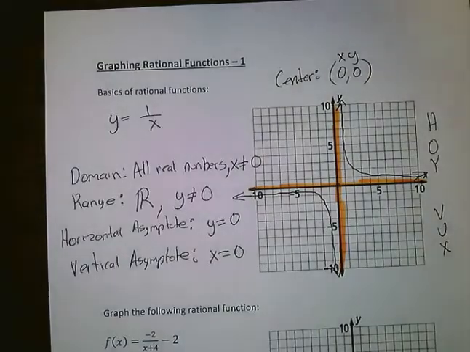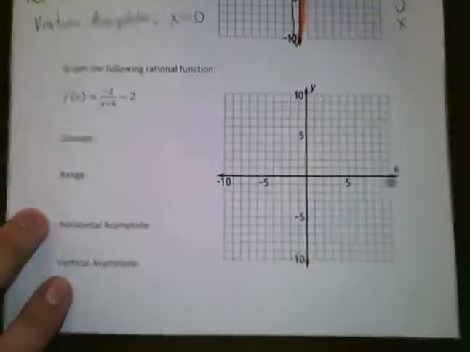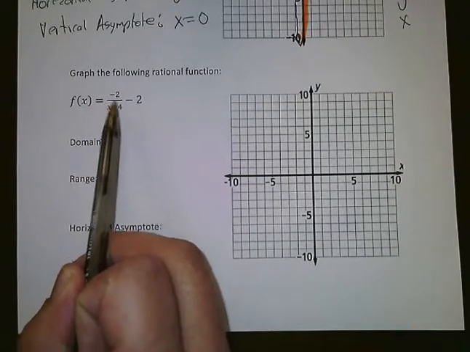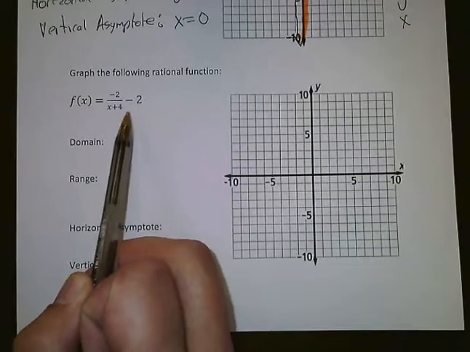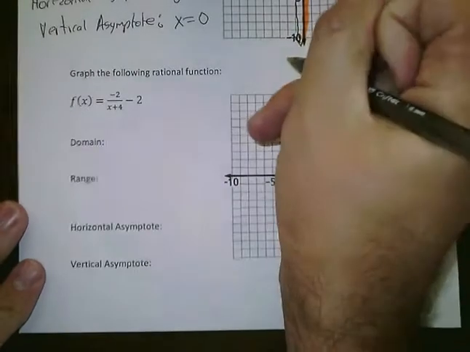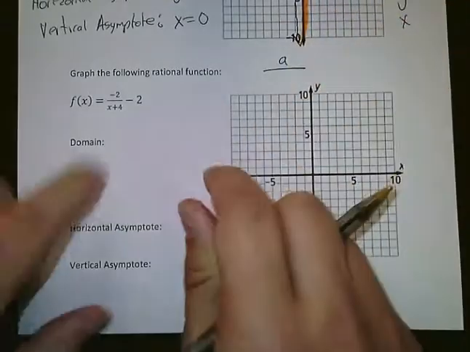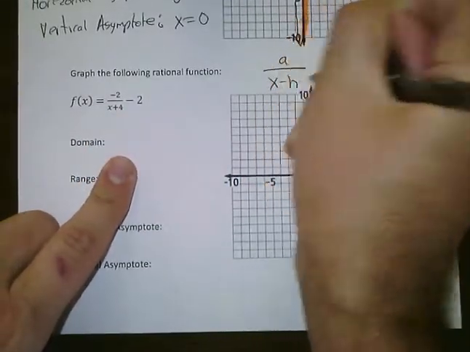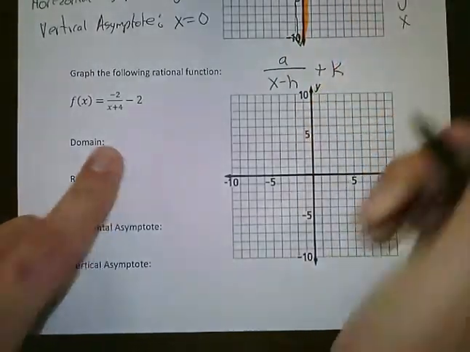What we're going to look at is a little bit more complex rational function. So what I have is f of x equals -2 divided by x plus 4, minus 2. Now how we're going to graph this is we're going to connect this to transformations. This function is set up with just a constant up top, and we'll call that a. On bottom is x minus h, and in the back is plus k.